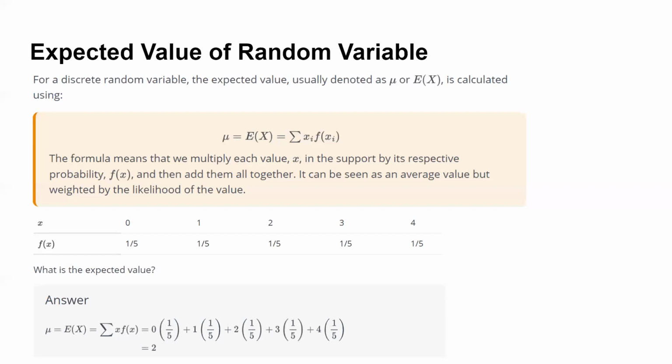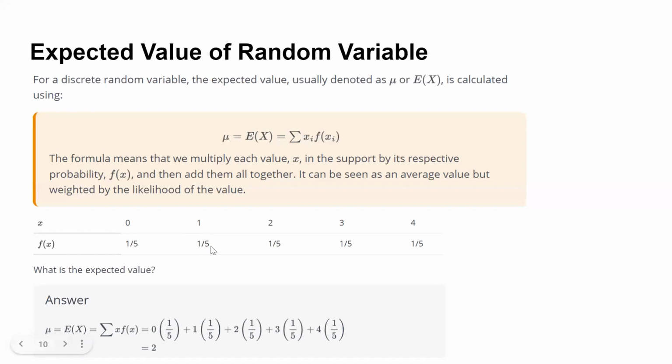Let us do a small numerical to give you a complete feeling of this formula. Let us say we have performed a certain experiment and these are the possible outcomes of that experiment. The outcome can be either 0, 1, 2 till 4, and f(x) is their corresponding probability. The probability of the experiment resulting in 0 is 1 upon 5. The probability of the experiment resulting in 1 is 1 upon 5.